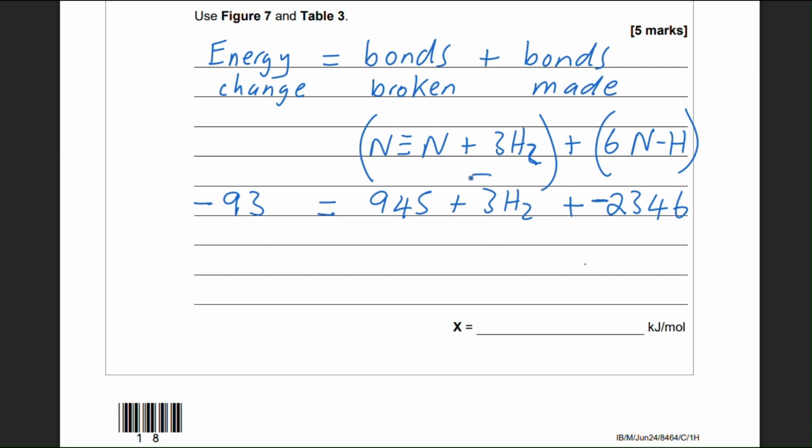Now it's just a simple problem of rearranging this so that you've got 3H2 left on its own. When you do that, you get 1308 equals 3H2. So that's the bond enthalpy to break 3 hydrogen to hydrogen bonds. You divide that by 3, and therefore you get 436 kilojoules per mole.